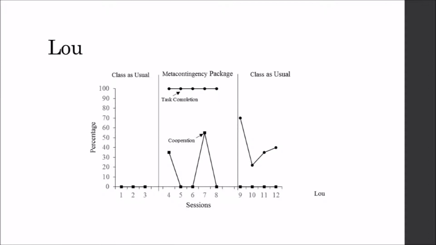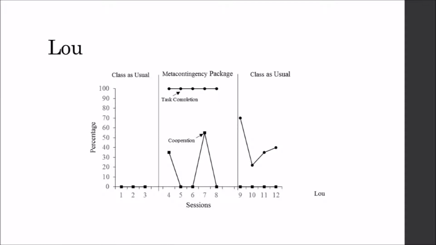These results are from our first participant, Lou. Along the x-axis is sessions, and along the y-axis is percentage. The closed circles is task completion, and the closed squares is cooperation. In our first condition, class as usual, Lou had 0% cooperation and 0% task completion.